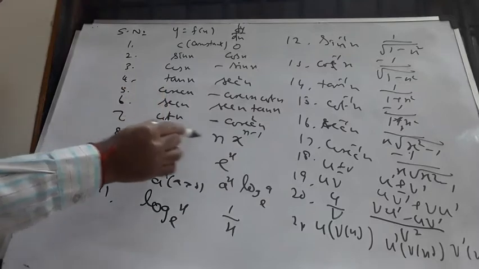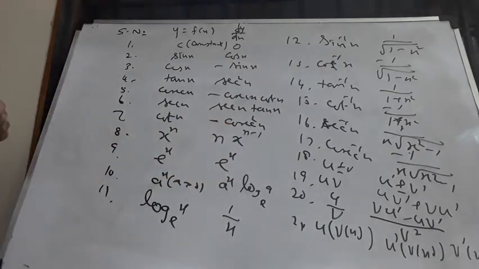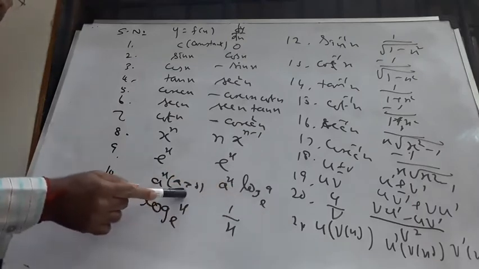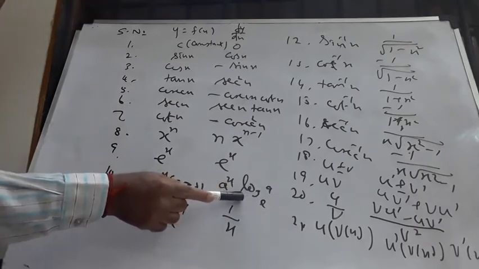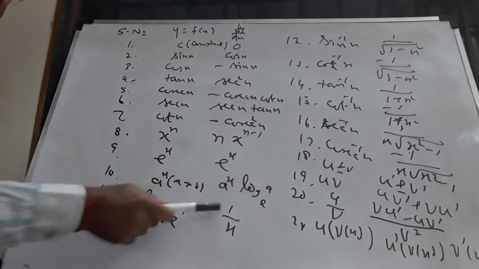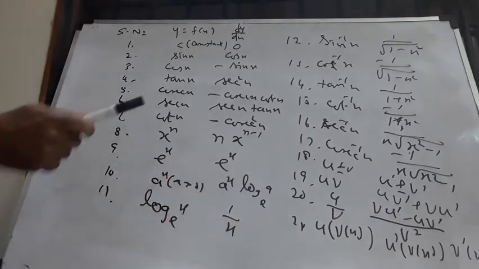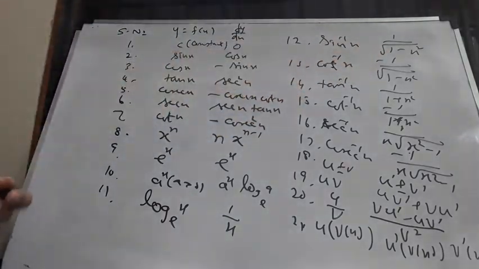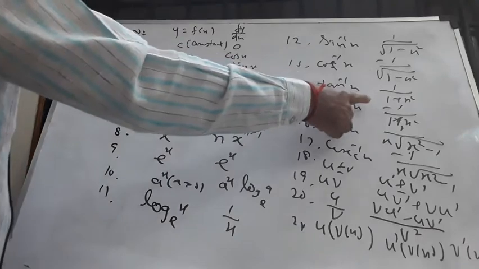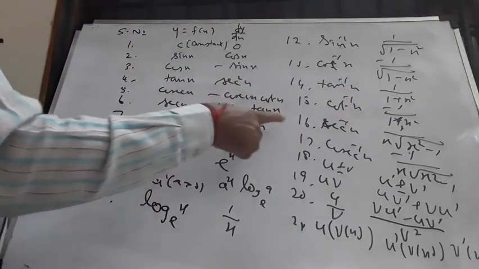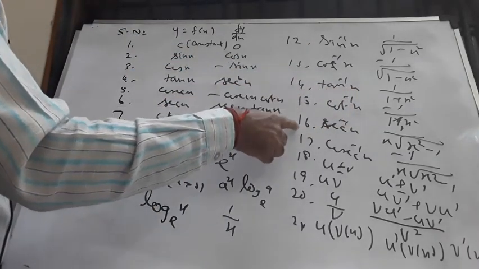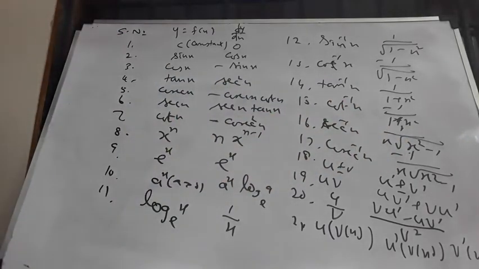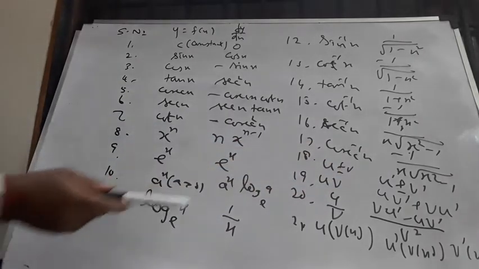For x power n it is n x power n minus 1. For e power x, derivative is e power x. For a power x it is a power x log a to the base e, a is greater than 0 because log is defined only for positive quantities. Log x derivative is 1 by x. Sin inverse x derivative is 1 by root of 1 minus x square. For cos inverse x it is minus 1 by root of 1 minus x square. For secant inverse x, 1 by x root of x square minus 1. For cosecant inverse x, it is minus 1 by x root of x square minus 1.